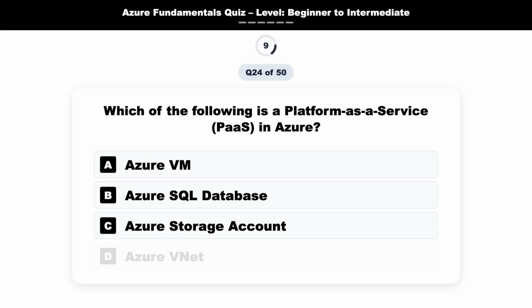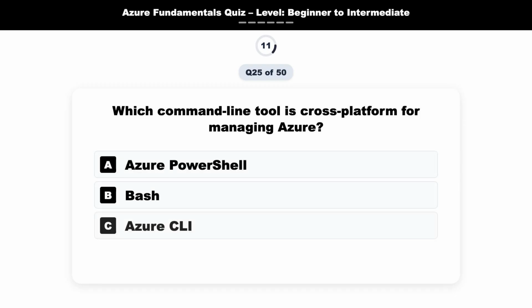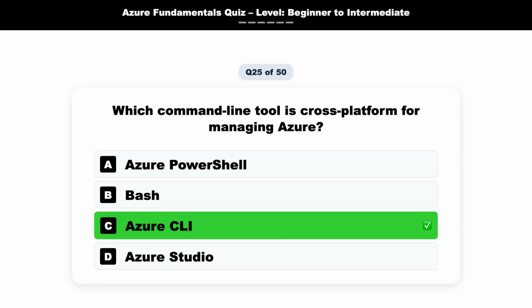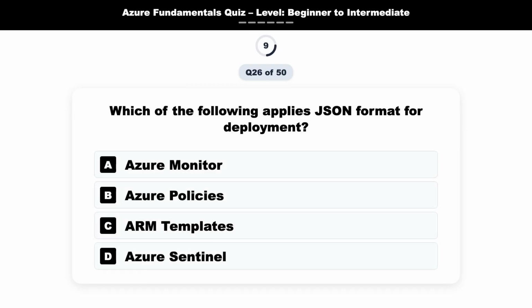Question 24. Which of the following is a platform as a service in Azure? Question 25. Which command line tool is cross-platform for managing Azure? Question 26. Which of the following applies JSON format for deployment?